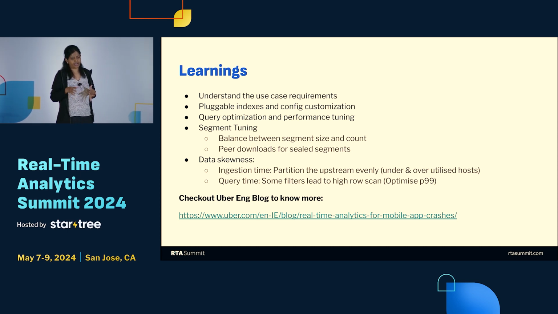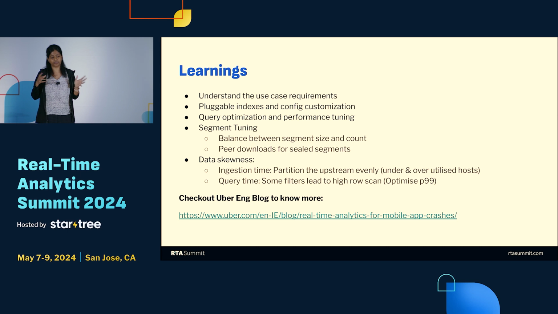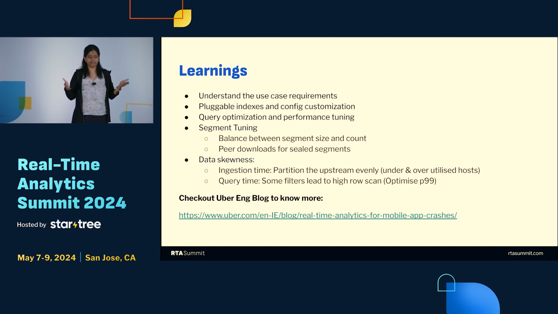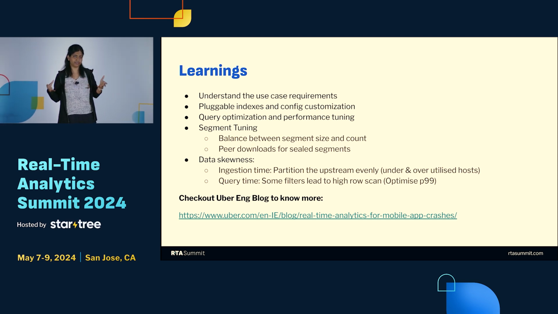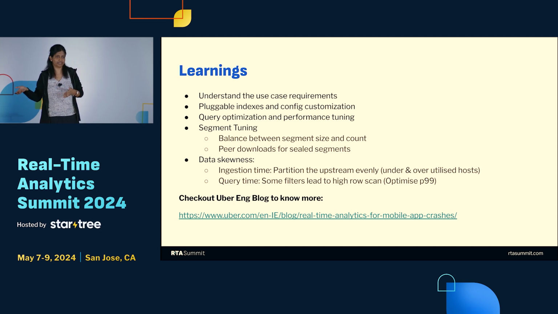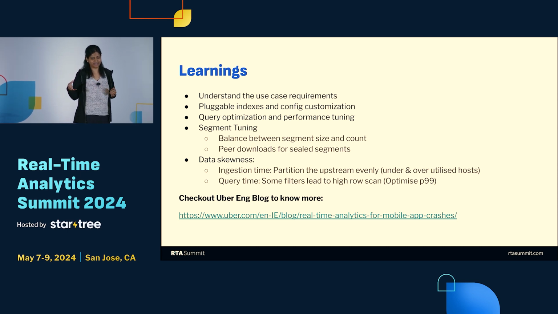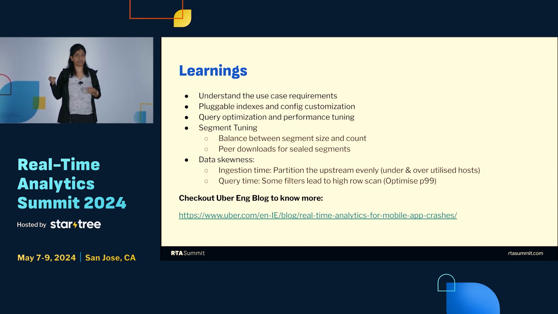Data skewness. Data skewness can come at both times, right? Ingestion time as well as query time. Make sure that when you partition your Kafka topic, it is uniformly distributing the data, right? Otherwise, you will end up in a situation where some hosts are highly utilized and some of them are underutilized, so you will have this skew. On the query time also, as I said, some filters lead to a high row scan, and that may not be optimal for your low latency application queries. So you might have to do some fine tuning there as well.